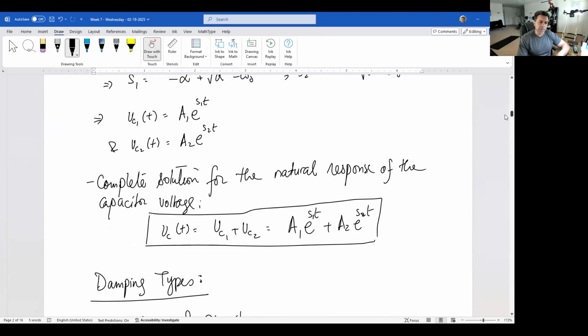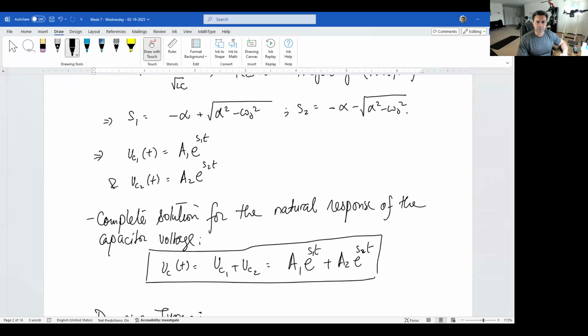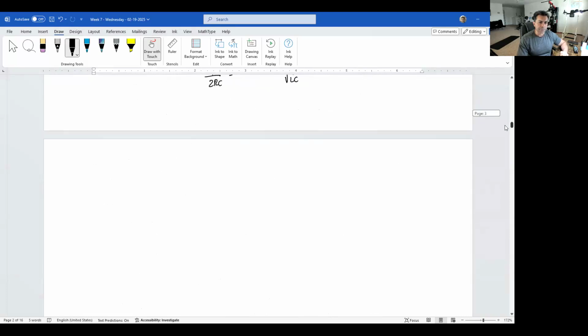Right now we are discussing parallel. Series circuits are the same, except the value of alpha is different in a series circuit. The equation for alpha is different. Omega naught is the same, and of course S1 and S2 are going to be the same, negative alpha plus this and minus this. So write that code and keep it with you.